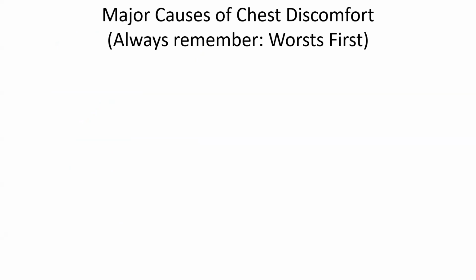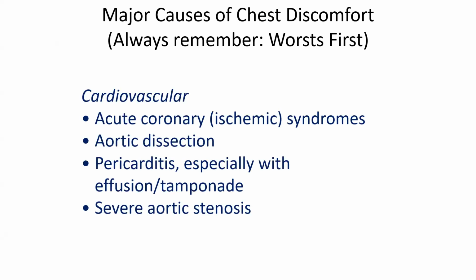So when you're thinking about and approaching someone with chest pain, I always think about the worst. Think about the things that might kill the patient. And then I think about things that are less concerning, but still on the differential. And from a cardiovascular perspective, the thing that we see most often is acute coronary syndromes, patients having acute MI. Aortic dissection should be always on your differential, though it's less common, but it does happen. So it should be in your mind.